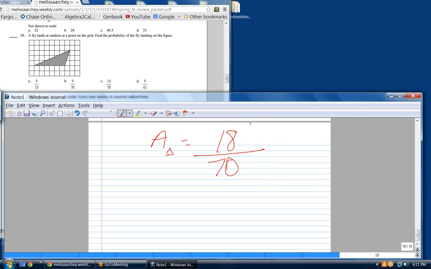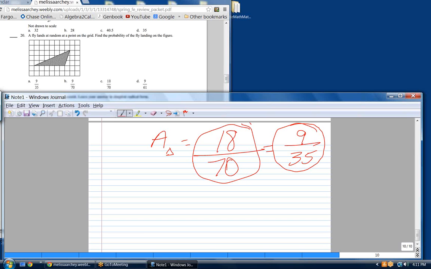18? Now that thing is going to reduce to this. Well, technically, my answer would not have 70 in the denominator just because the area of the grid is 70. It could end up being a fraction that's going to get reduced.